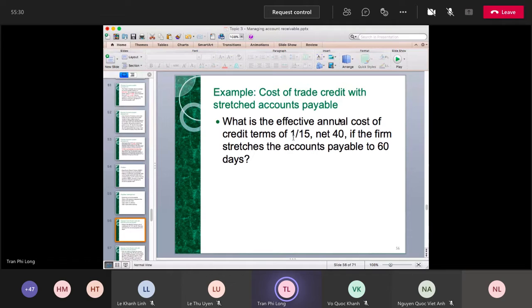Okay, so the credit term is 1/15 net 40. It means that if the company pays within 15 days, the company can enjoy a 1% discount. In the other situation, the company must pay within 40 days. What happens if the firm stretches the account payable to 60 days? You can see how the implicit cost of trade credit changes in this situation.